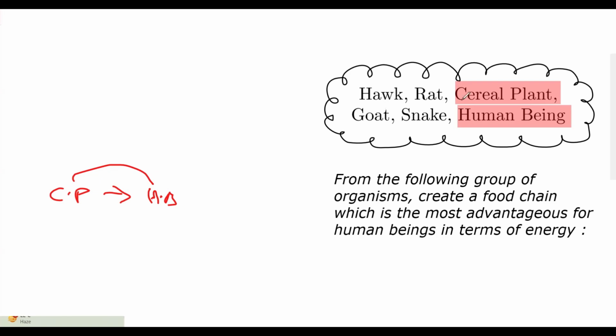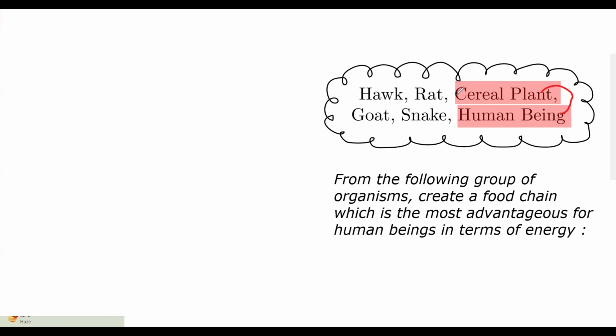And that's the reason. Although the other food chain could be like this, that is from cereal plant to goat and then to human being. But you see, human being here is in the third trophic level. So we'll have lesser energy in comparison to this. So we'll say that cereal plant to human is the shortest food chain. Just have to mark with an arrow over here.